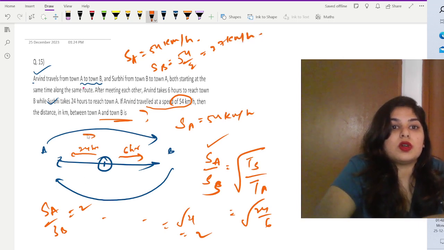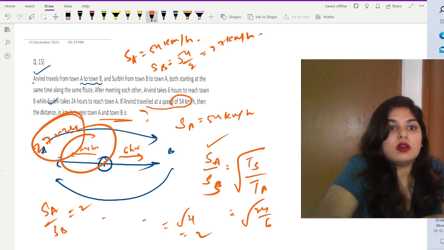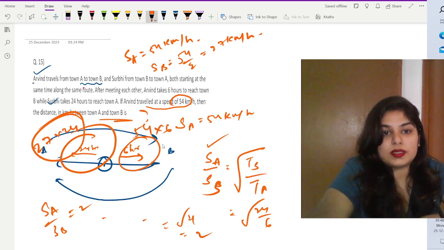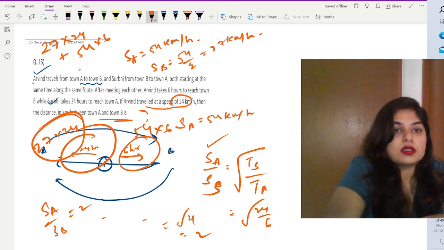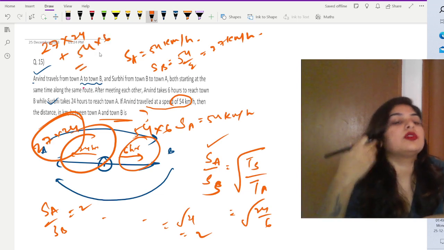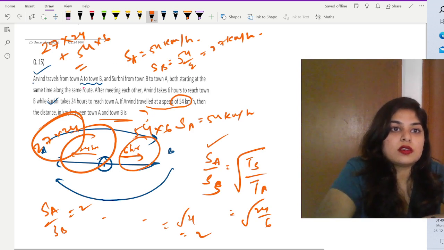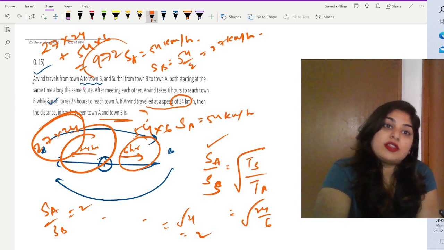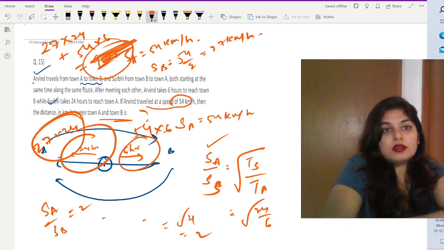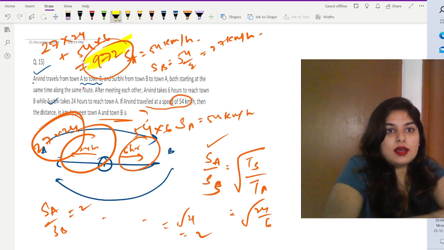So that means total distance is what? This is your 27 into 24. That is the distance covered by Surbhi after meeting, and this is your 54 into 6, that is the distance covered by Arvind after meeting Surbhi. So if we add these two, we are going to add 27 into 24 plus 54 into 6. So we can take 27 as common. If we take 27 as common, then here we have 24 plus 12, and it's going to be 972. So that is the answer for this question.